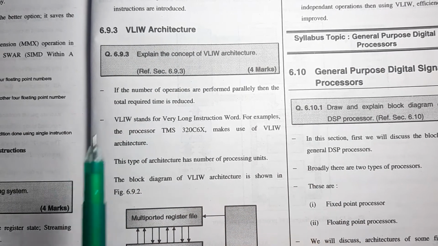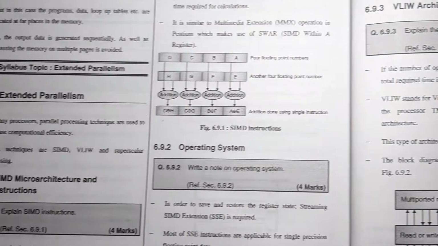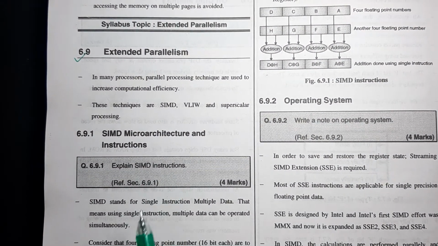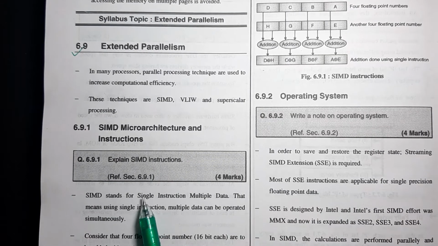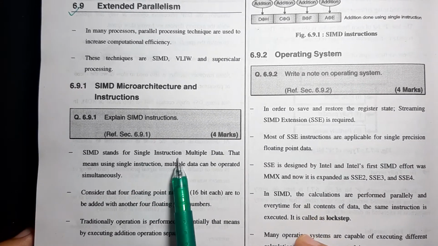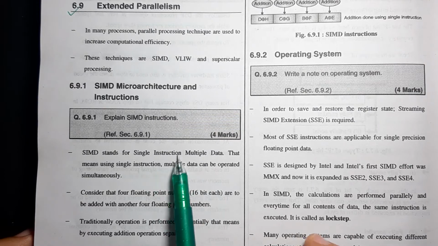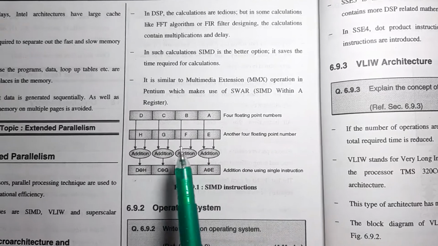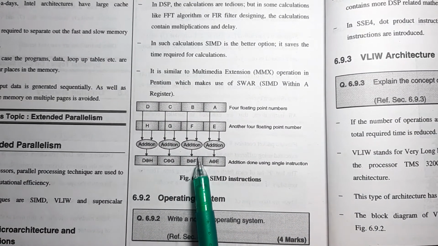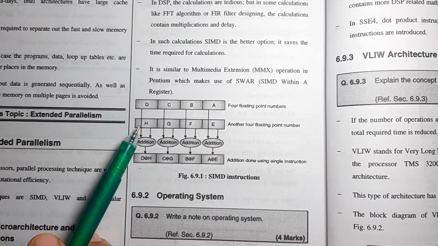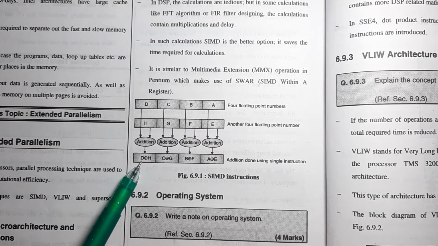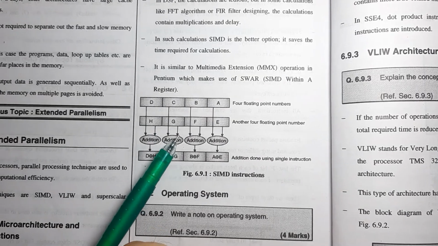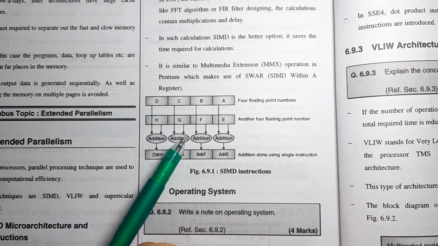In the previous part we studied SIMD microarchitecture, which you might recollect, wherein the parallel processing was done in single instruction multiple data format. If you remember, this was a simple diagram that was depicted over there. It was nothing but the addition of D and H, and it is stored in some register. So it was a simple operation performed on simple data words.